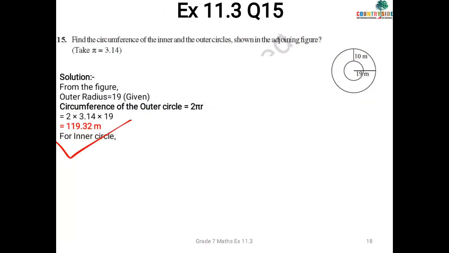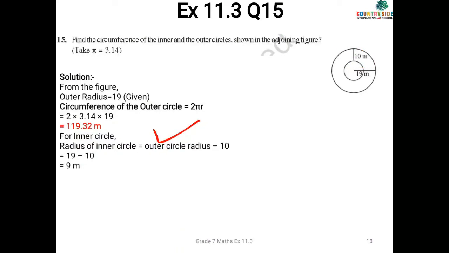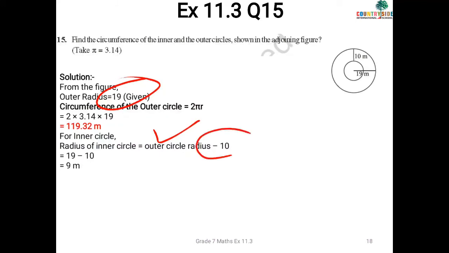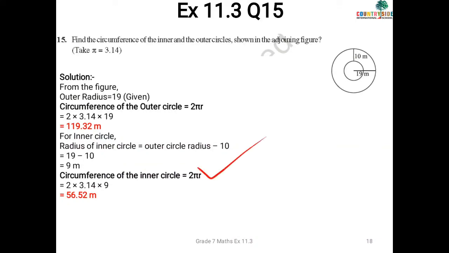Now for the inner circle, we have to find the circumference of this small circle. The radius of the inner circle equals the outer circle radius minus 10. Why 10? Because the 10 is given to you. The outer circle radius is 19, so 19 minus 10 is 9. So this small circle has the radius of 9 meter. Now simply put the formula to find the circumference. Circumference is 2 pi r, so 2 into 3.14 into 9, that is 56.52 meter.